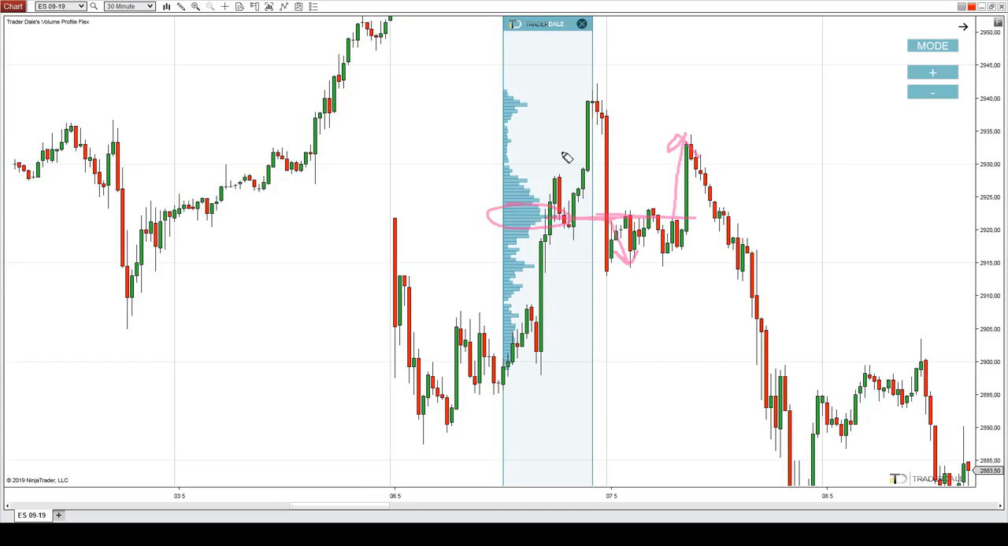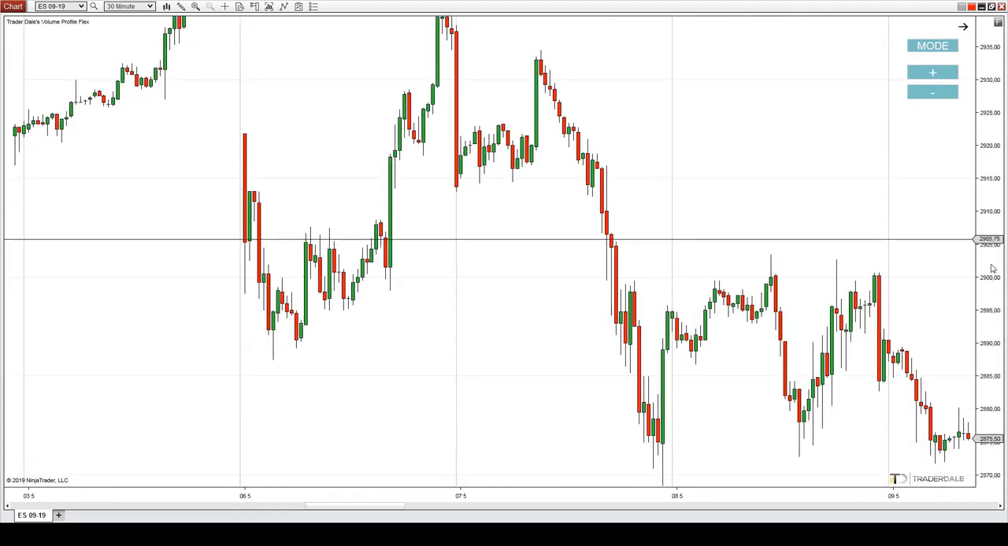Alright, so there was a reaction to the volume cluster. Unfortunately, the price shot past it with a spike move. It's at the break of the day, so it's possible that this was just a sort of gap. So probably most people wouldn't even be able to take this trade because it was during the night rollover.